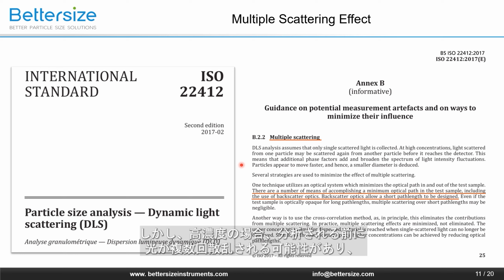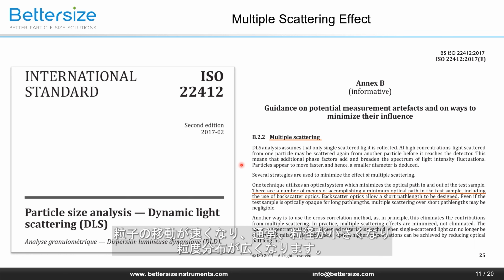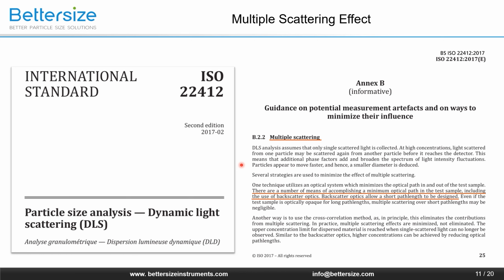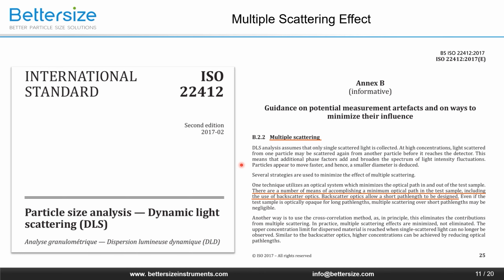However, at high concentrations, light may be scattered multiple times before being analyzed. Multiple scattering effect increases the fluctuations of the signals. In that case, particles appear to move faster, usually resulting in smaller sizes and broader size distribution. This effect makes the high concentration sample difficult to be measured by 90-degree optics.